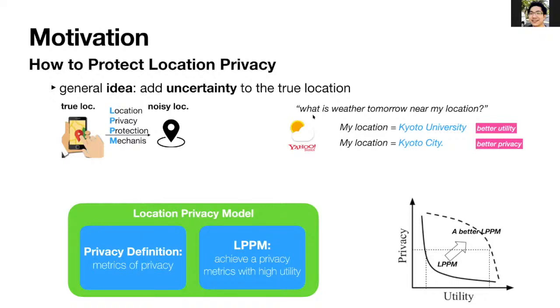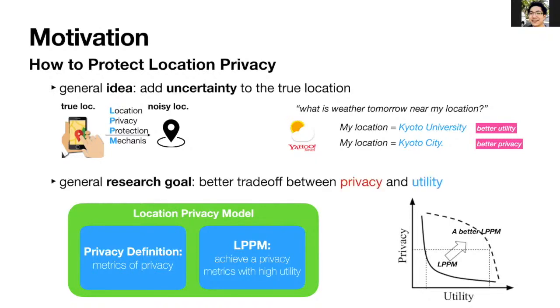For example, if we want to ask an untrusted server, what is the weather like tomorrow near my location? I need to send my location to the untrusted server. I can send my precise location, Kyoto University, so that I can get the precise answer. But to protect my privacy, probably I can just send a vague location like Kyoto City. What is the weather like tomorrow, Kyoto City? So it's easy to understand there's a trade-off between privacy and utility. A better LPPM could provide better utility with the same privacy. So the general research goal is a better trade-off between privacy and utility.